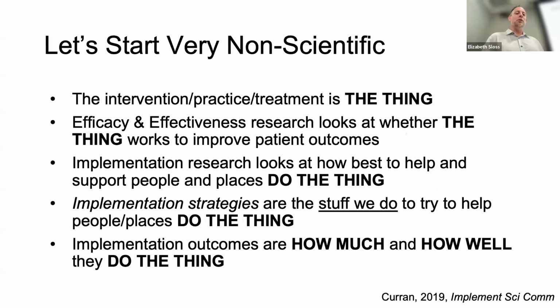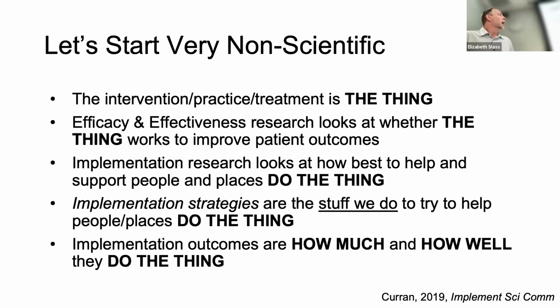is a really helpful little slide that Jeff Curran, of hybrid implementation effectiveness study fame, presented as a little teaching tool in a publication in 2019 that was basically trying to set the stage. What are we trying to do here? You can think about the intervention, the practice, or the treatment that you want to implement as the thing. Doesn't matter what the thing is. It's an evidence-based thing.